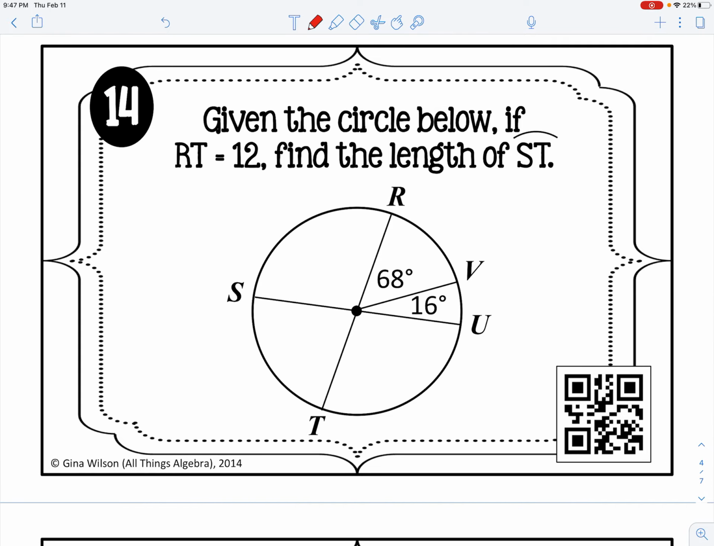Let's take a look at this one. Now we are finding the length based on RT being 12, so RT is this guy. Again, that's the whole thing, and we only want half of that. So our radius is 12 divided by 2, which is 6. And we're looking for ST, S to T right here.